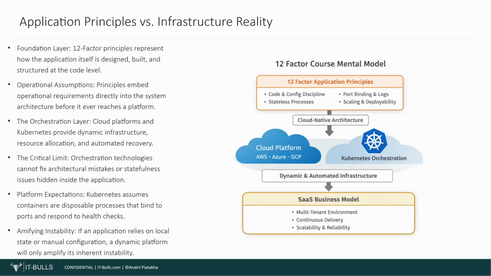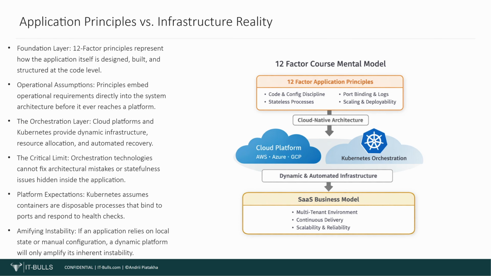Now let us look at this diagram together. At the very top, you see the 12-factor application principles. This is the foundation. This layer represents how the application itself is designed and built. Not the infrastructure, not the platform, the code, the structure, the operational assumptions embedded directly into the system.